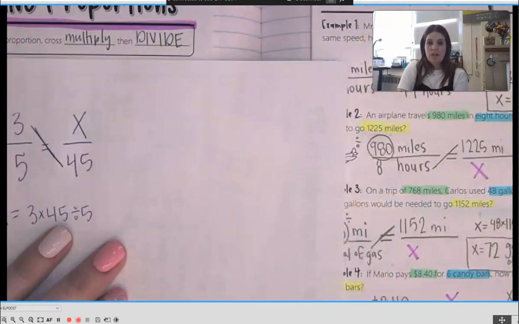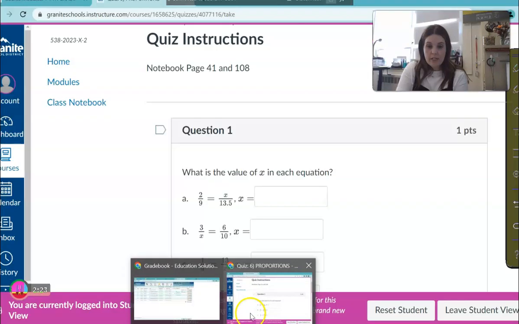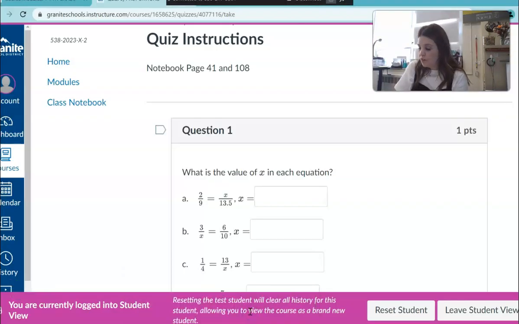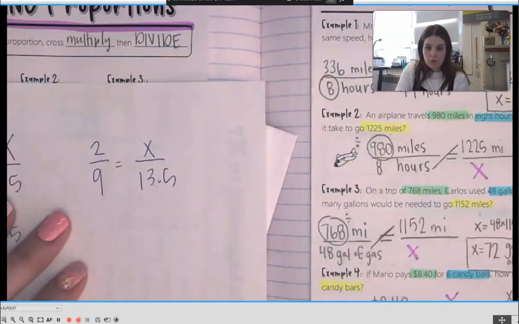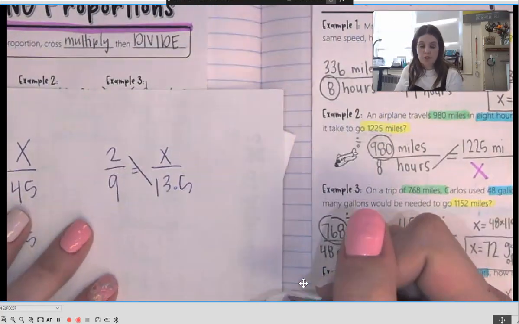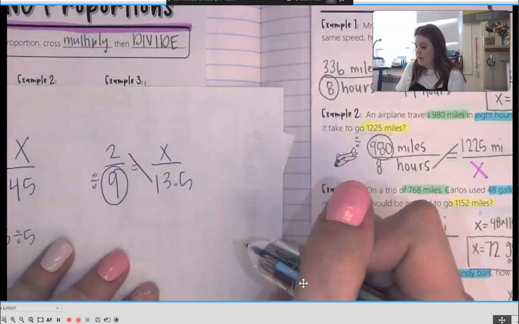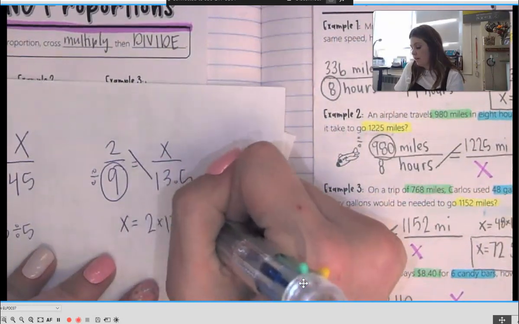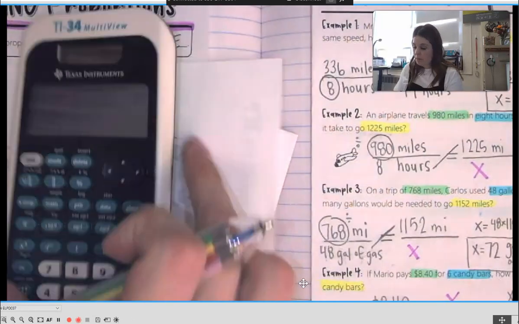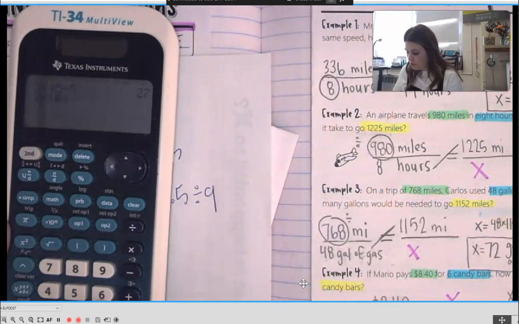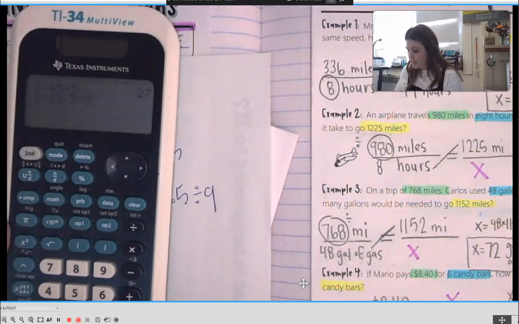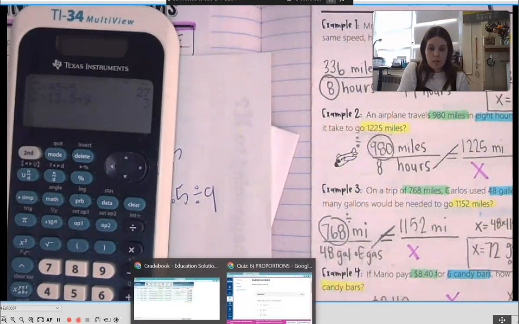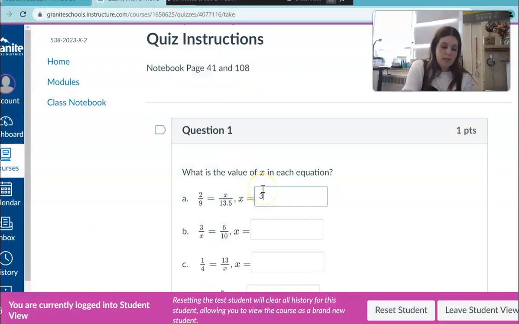So when we see one like that on our quiz, the very first one says 2 over 9 equals x over 13.5. I am going to cross multiply 2 and 13.5, divide by 9. So into my calculator, I'm going to plug in 2 times 13.5 divided by 9. I plug that in, 2 times 13.5 divided by 9, and I get 3. So on my quiz page, I'm going to plug in x is 3.